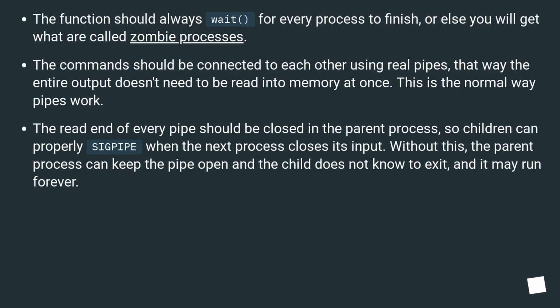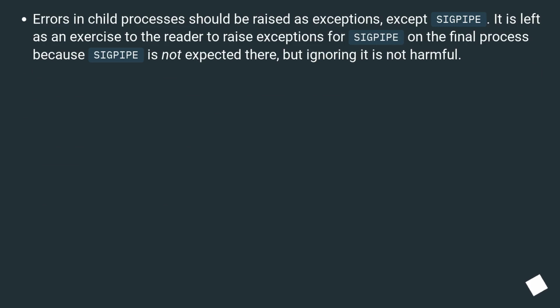The read end of every pipe should be closed in the parent process, so children can properly get SIGPIPE when the next process closes its input. Without this, the parent process can keep the pipe open and the child does not know to exit, and it may run forever. Errors in child processes should be raised as exceptions, except SIGPIPE. It is left as an exercise to the reader to raise exceptions for SIGPIPE on the final process, because SIGPIPE is not expected there, but ignoring it is not harmful.